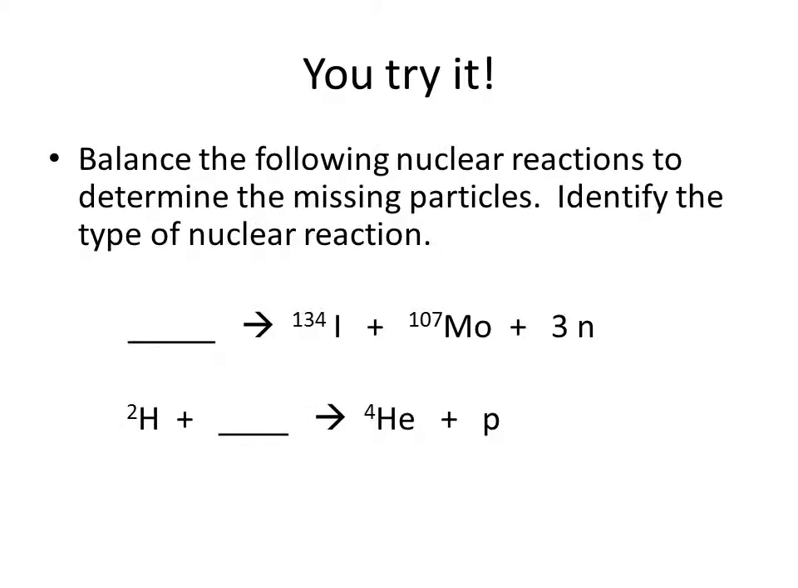The first thing that we need to do to balance this top reaction is to know what all the masses and charges are. So if I look at the neutrons, I know the mass of a neutron is 1 and the charge is 0, so I can write those in. Next, let's go ahead and do the mass balancing. If I look at that, 134 plus 107 plus 3 gives me 244. Next, I need to know my charges on iodine and molybdenum, and I look them up and I see that iodine has a charge of 53 and molybdenum has a charge of 42. That gives me 95. Then I look on the periodic table for 95 and I find that is americium, and so I can write in its symbol.